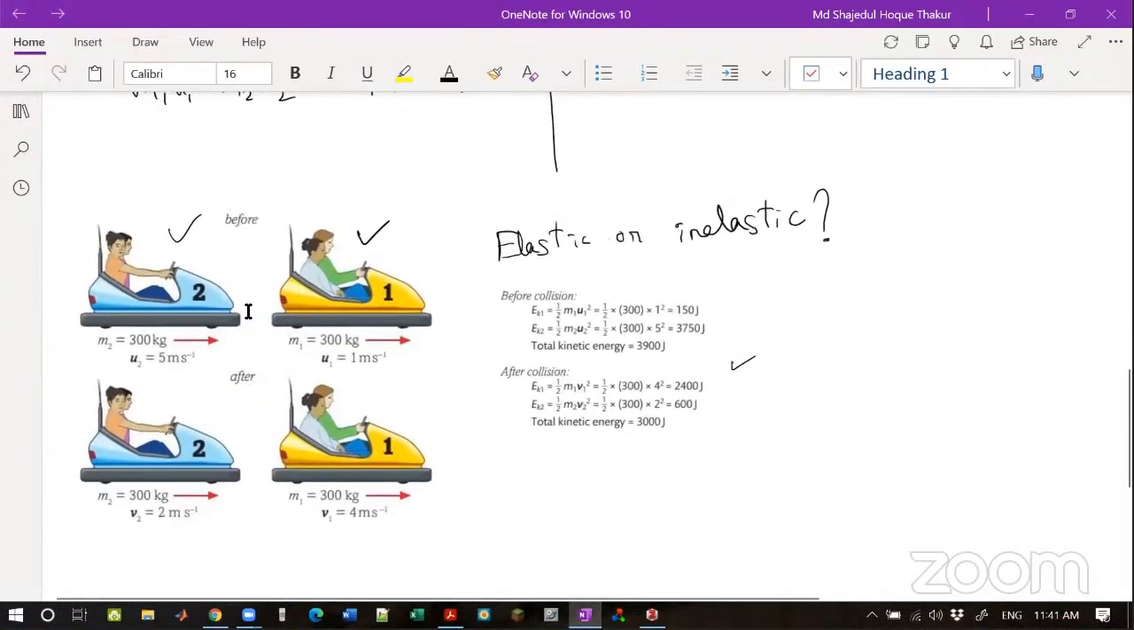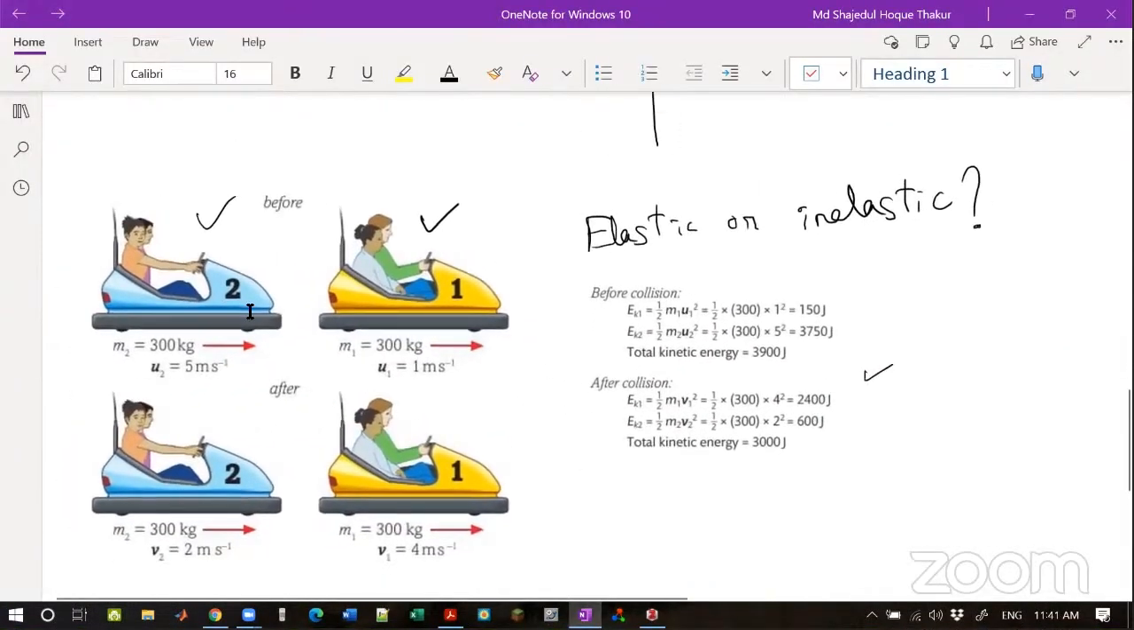Anyway, আমার এখানে ইলাস্টিক আর ইনএলাস্টিক collisions এর মধ্যে ডিফারেন্সিয়েট করাটা খুবই সিম্পল। এখানে 3900 হচ্ছে বিফোর collision আর আফটার collision হচ্ছে only 3000 joules. তার মানে this is definitely an inelastic collision, right? Because the total kinetic energy after is less than the total kinetic energy before.